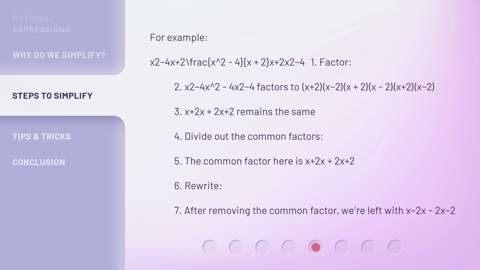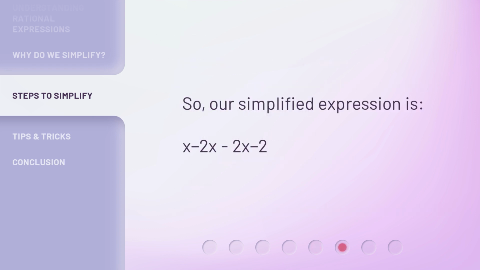2. Divide out the common factors. The common factor here is x + 2. 3. Rewrite. After removing the common factor, we're left with x - 2. So, our simplified expression is x - 2.